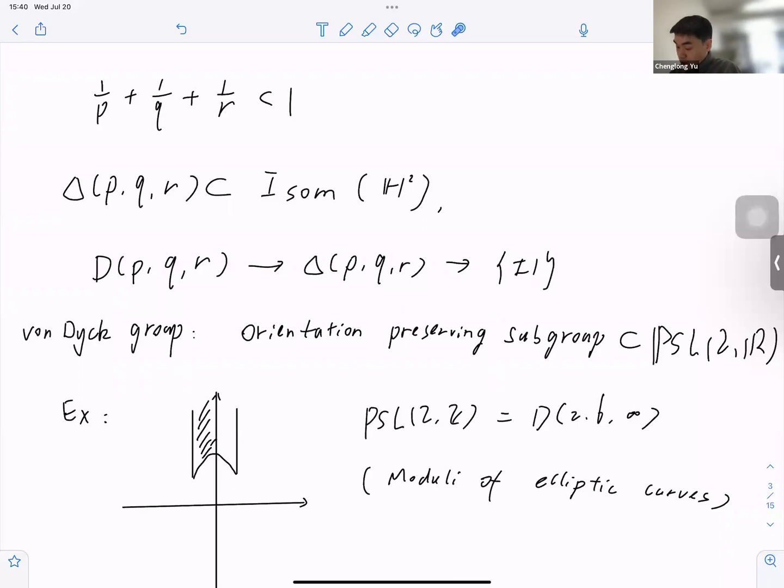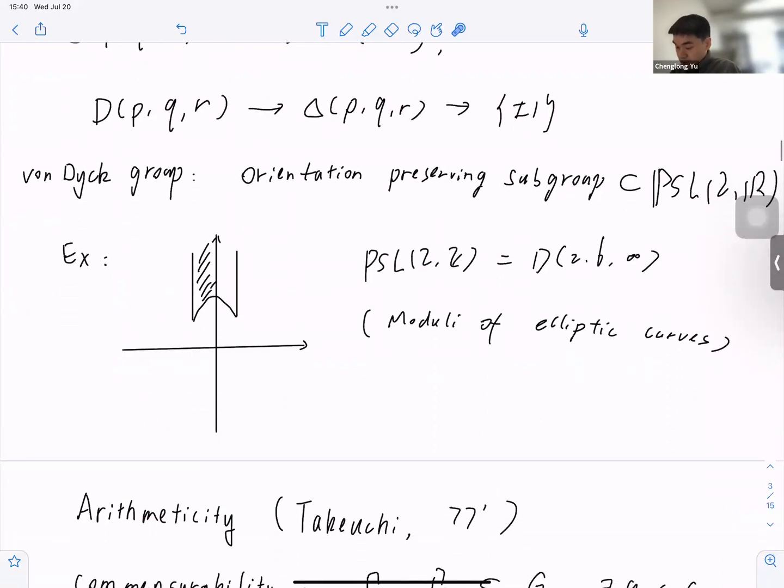And the most important, we studied a lot about the monodromy groups of the corresponding period integrals or hypergeometric functions. And then you will see this kind of group arises as those monodromy groups.